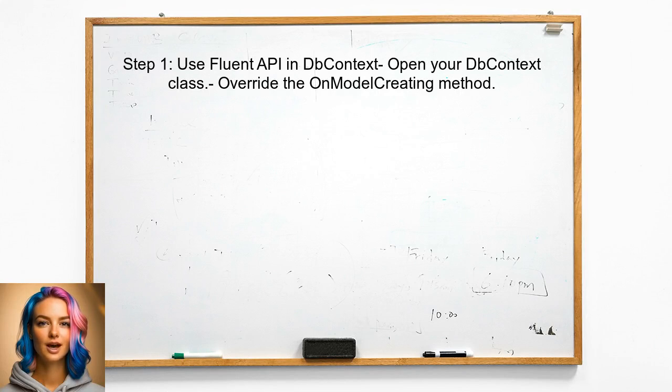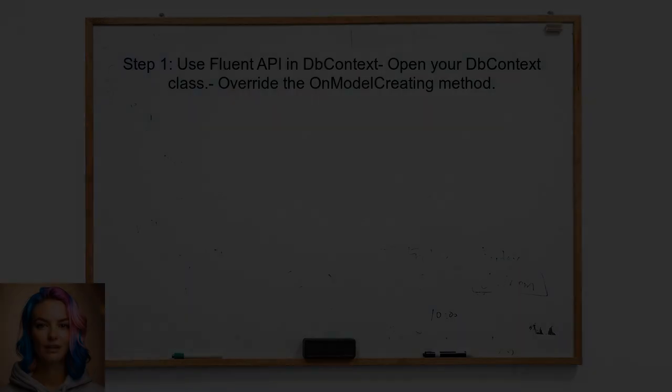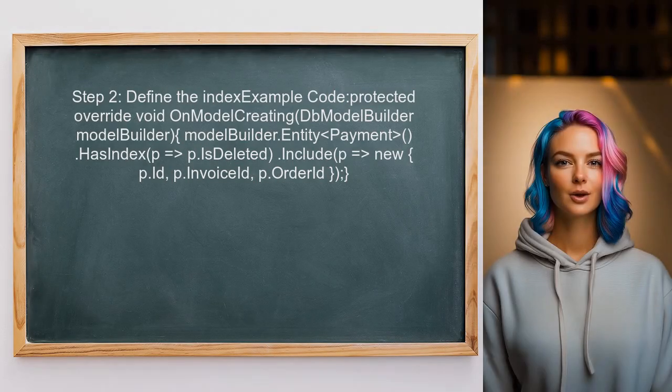To create an index with include columns in Entity Framework 6, the user will need to use the Fluent API in their DB context class. This allows for more flexibility in defining the database schema. Next, the user should define the index using the hasIndex method. This method allows specifying the properties for the index and the include columns.